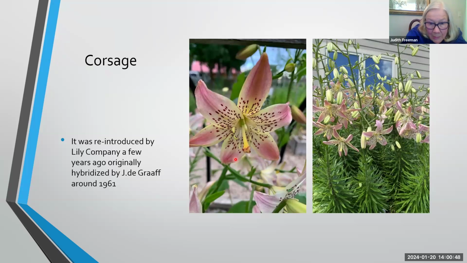Next slide. I think this is a beautiful inflorescence. This is actually a triploid, if you want to breed with it. So that's interesting. Very sturdy. Next slide.